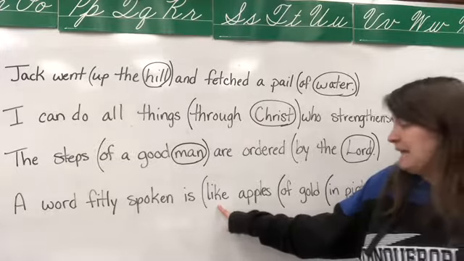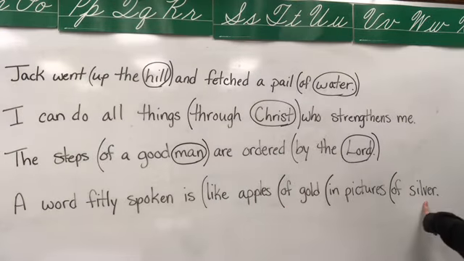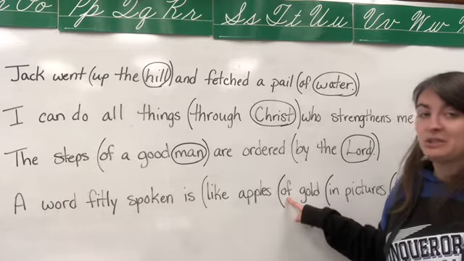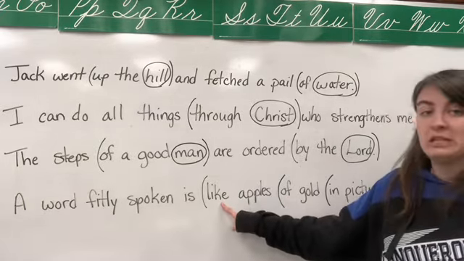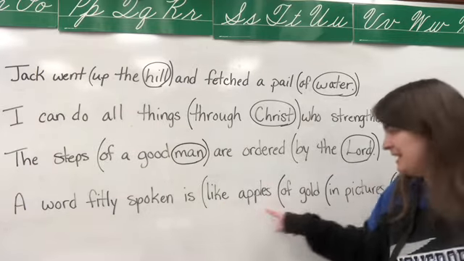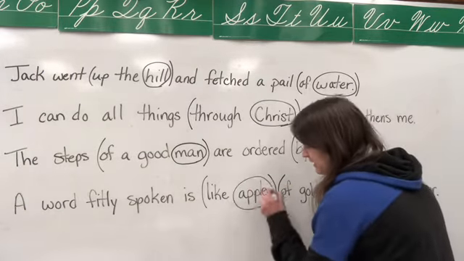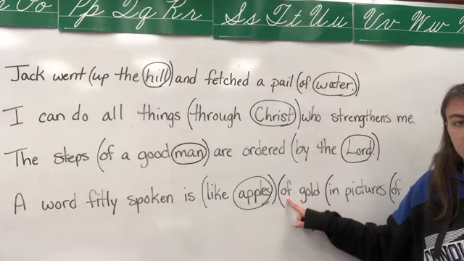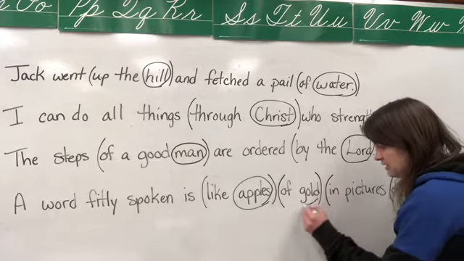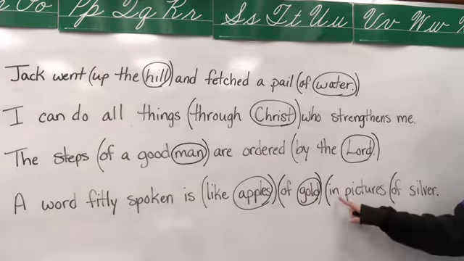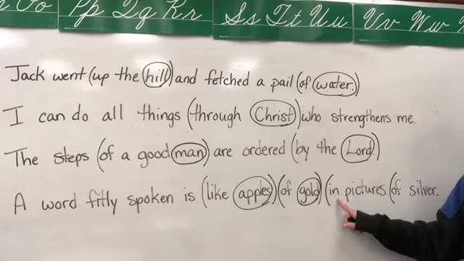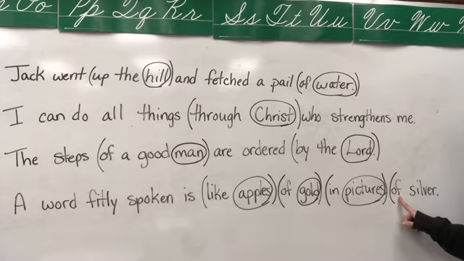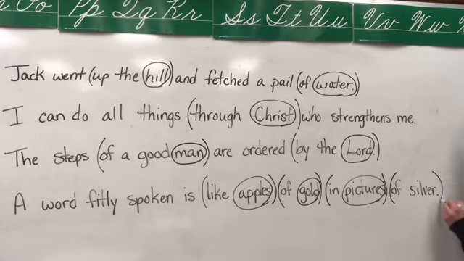Would we say that like's final word is silver over here? No, because we've got another preposition here. So it's pretty obvious that the object of the word like is, that's right, apples. So we've got like apples. The object of the word of is, that's right, gold. The object of the word in is, that's right, pictures. And the object of this of is, that's right, silver.